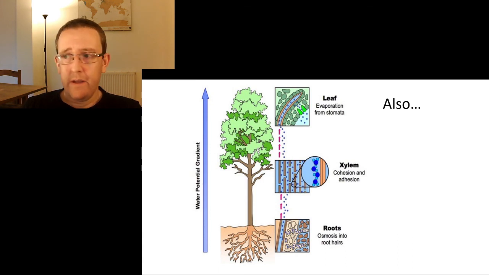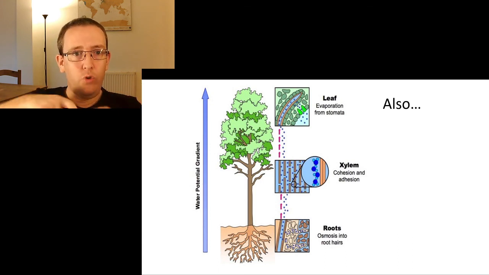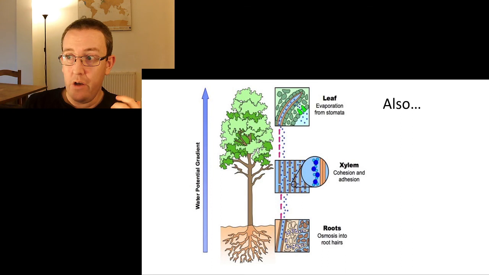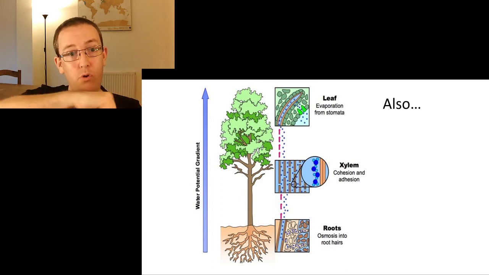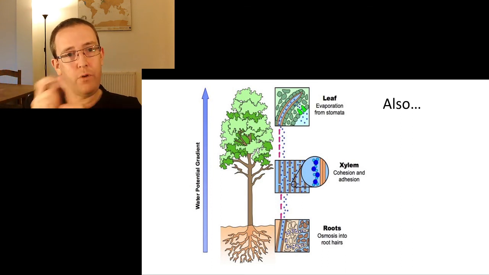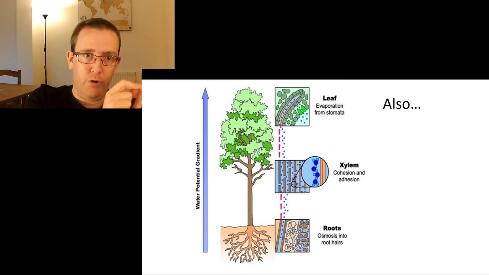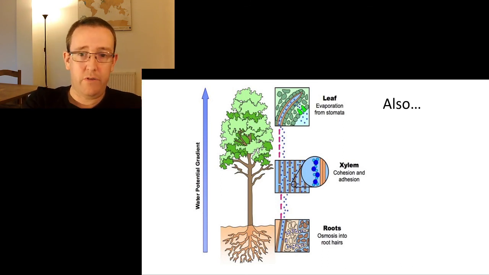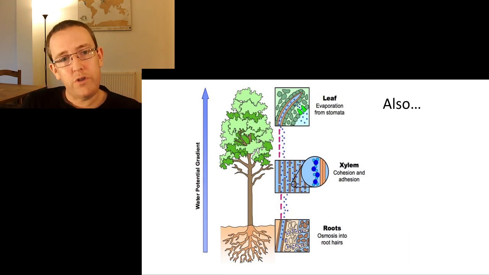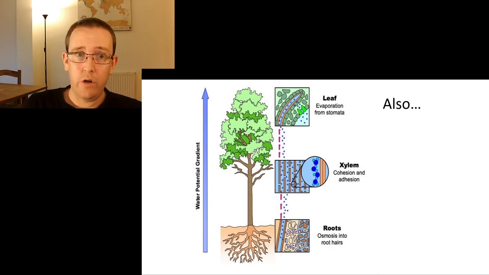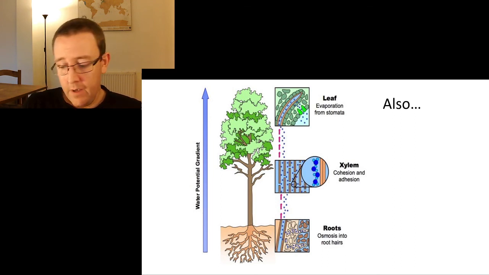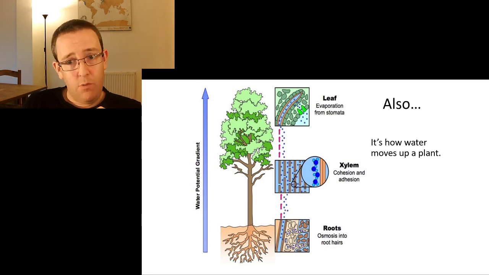Now that wouldn't work if water didn't stick together, because, as we know, evaporation from the stomata pulls water into the leaf. Those water molecules pull the water molecule behind, and pull the water molecule behind, and so on and so forth. You could not do this with ethanol or oil or anything that didn't have this strong cohesion tension. It's only because of that polarity of water that plants work at all, and it's only because plants work that we're here. So that's how water moves up a plant.